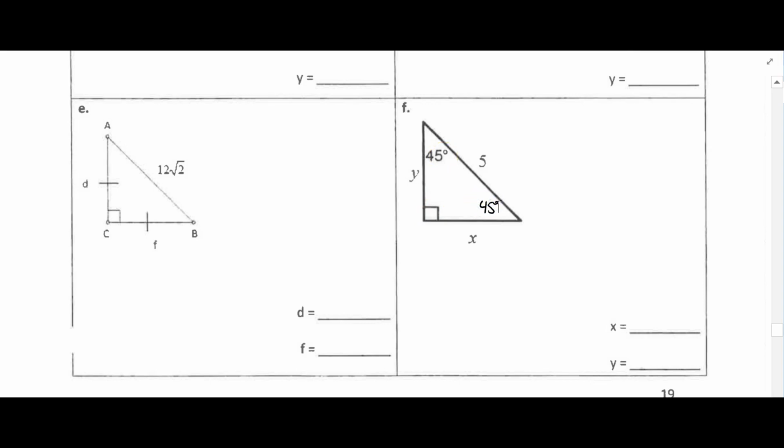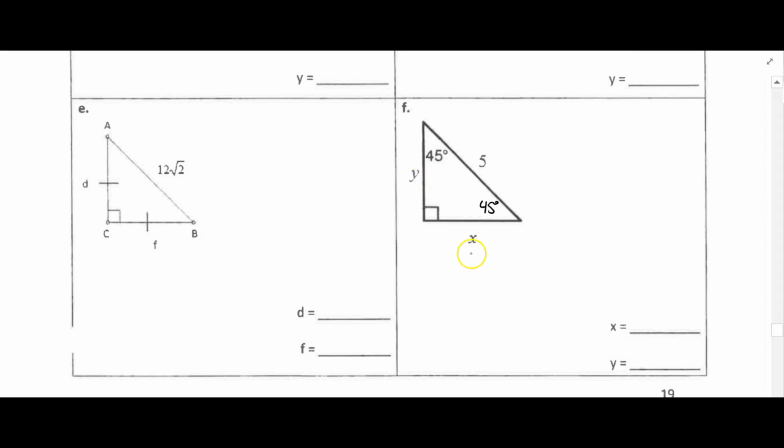Remember, when you're working with right triangles, you need to figure out what kind of triangle it is. If it's a 45, 45, 90, or if it's a 30, 60, 90, then you can use your special ratios. If it's not, you're going to have to use another method to solve it, like Pythagorean theorem, or when we get to it, trigonometric ratios. But for this one, we have a 45, 45, 90, and we're just trying to find the two legs.